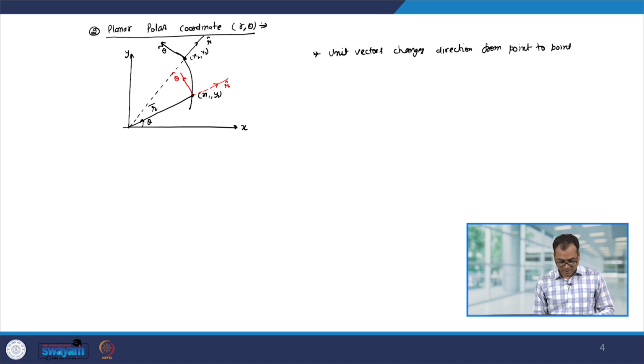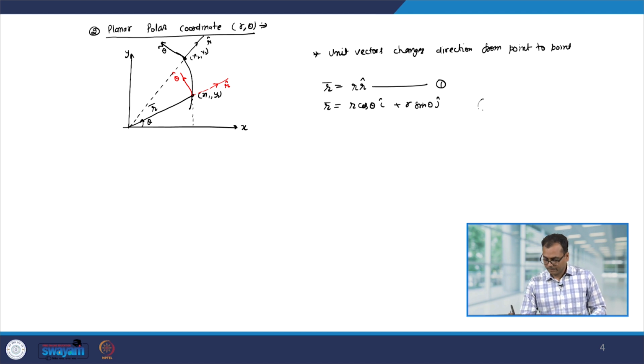Now, let me write down vector r. So, vector r is its magnitude and the unit vector along r. Let me call it equation number 1. Now, from the figure you can write down vector r in terms of magnitude r and theta. So, it will be r cos theta i plus r sin theta j. This is from the figure.